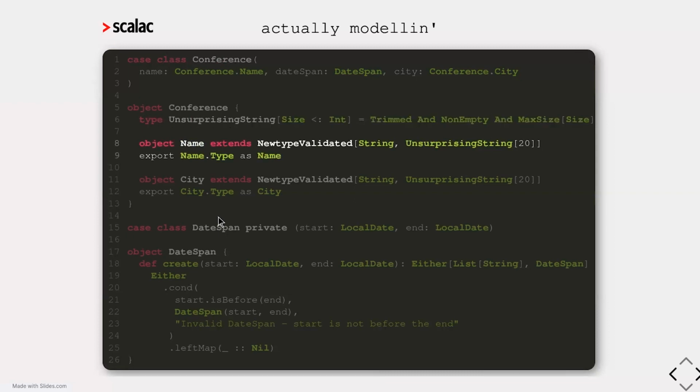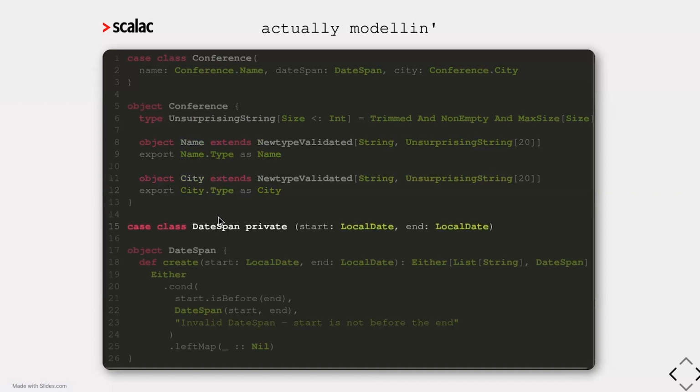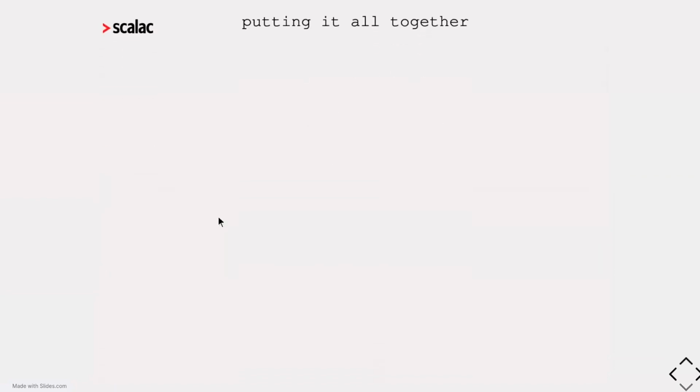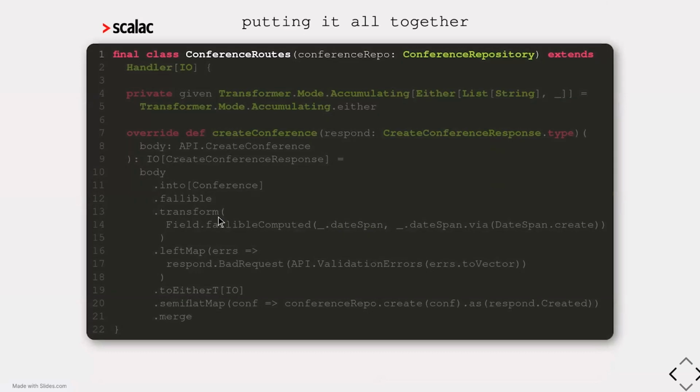City is basically the same. A datespan is not a new type. It's just a case class with a private constructor that also exposes a smart constructor, right? So let's put all of the above together. So our endpoint definition, like the one we saw before, will look like this.